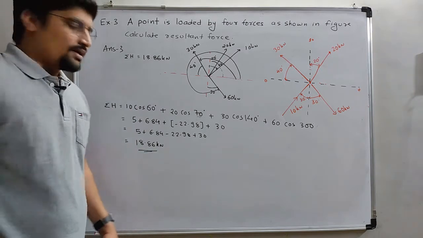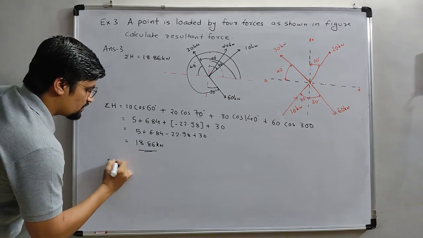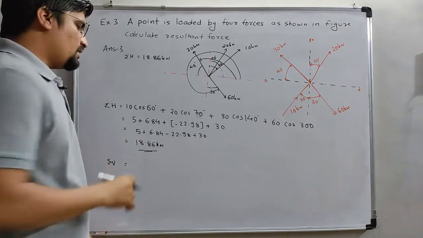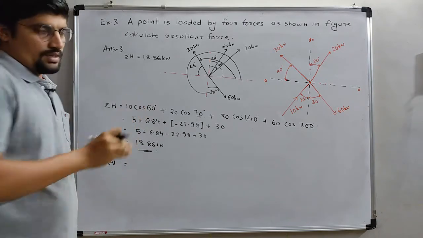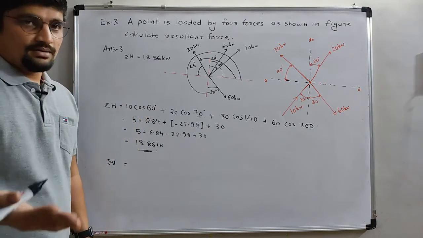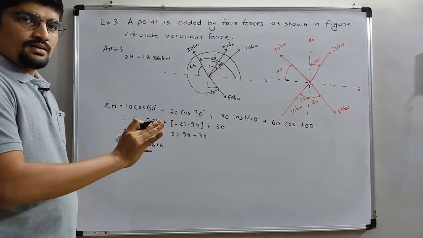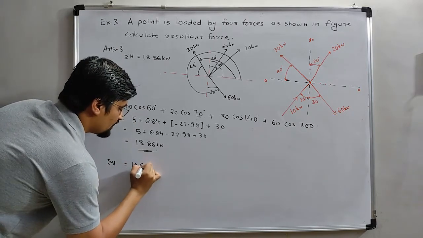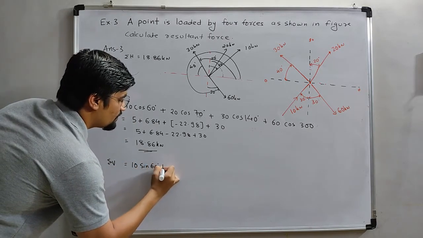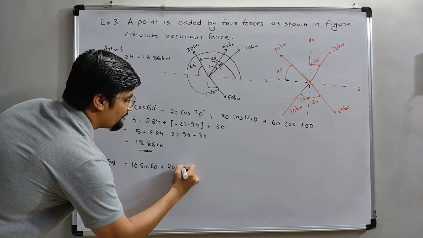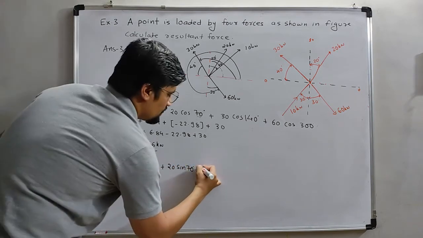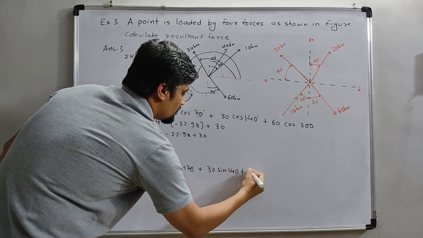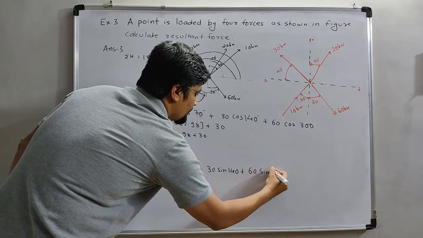Likewise, calculate the vertical forces. The summation of all vertical forces is equal to, we need to change only the cos value, means we need to replace the cos with the sin. Nothing else will be changed, everything else will remain as it is. So I will write it 10 sin 60 plus 20 sin 70 plus 30 sin 140 plus 60 sin 300.